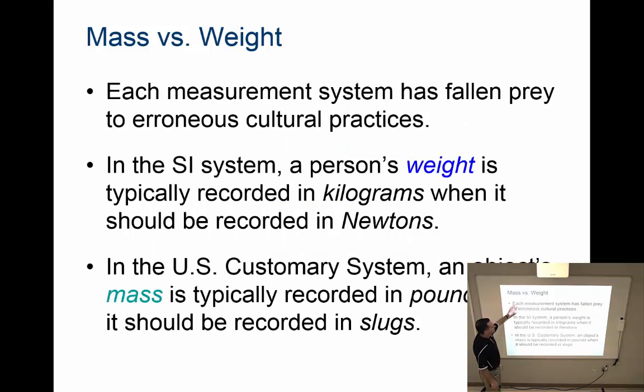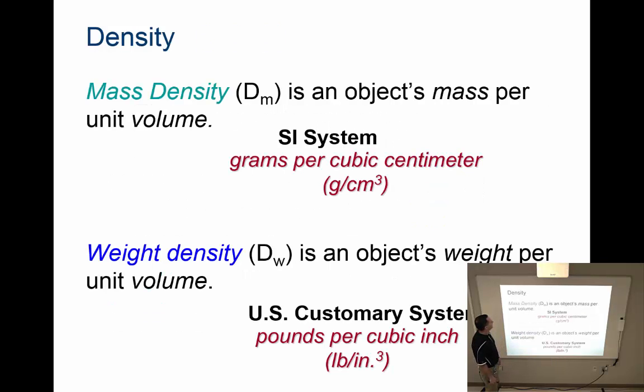Each of the measurement systems falls prey to erroneous cultural practices. In the SI system, a person's weight is typically recorded in kilograms, when in actuality it should be recorded in newtons. In the US customary system, an object's mass is typically recorded in pounds, when it should be recorded in slugs. That's very rarely used by us in the US system outside of science.